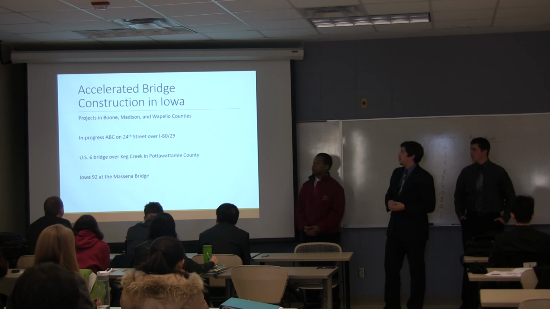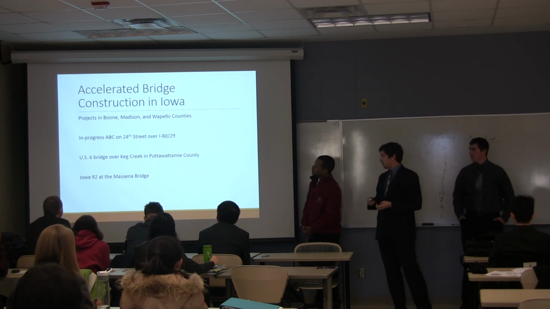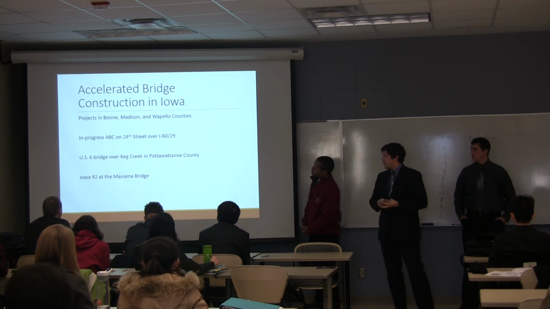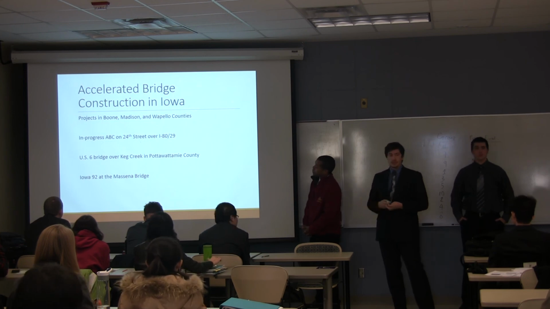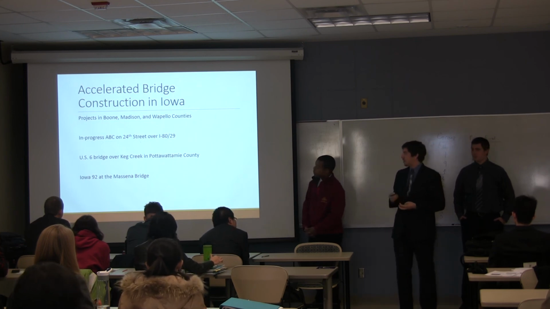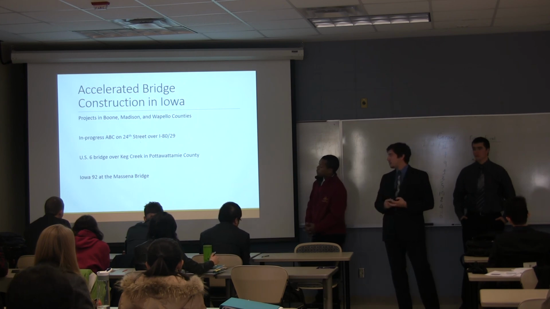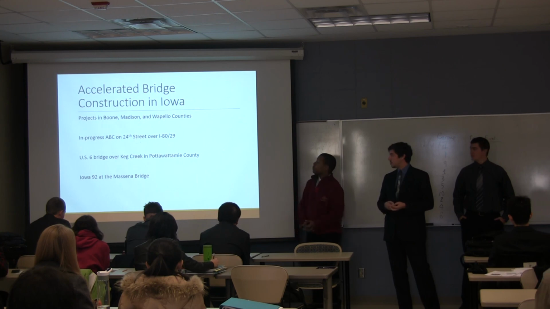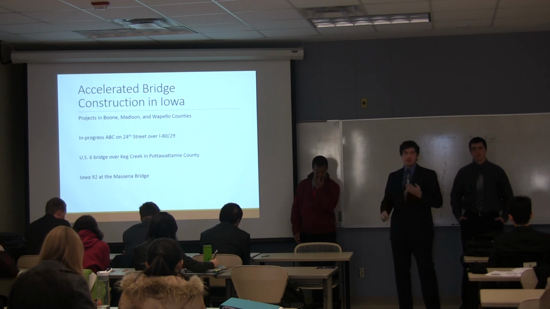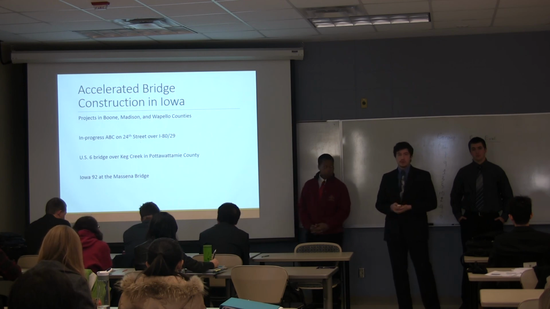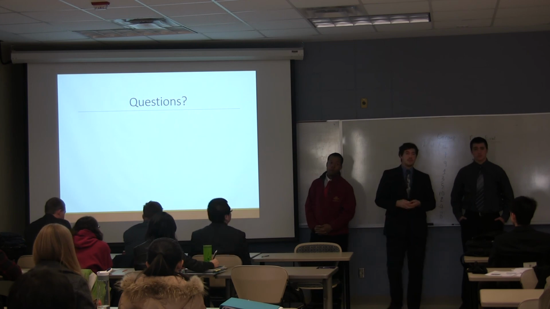There's many bridge projects in Iowa right now. The current one is the US 6 bridge over Keg Creek. So we're still testing it. It's in their experimental construction site on the Iowa Department of Transportation. So we're still testing it, still seeing how it compares to a normal construction method. Is there any questions?